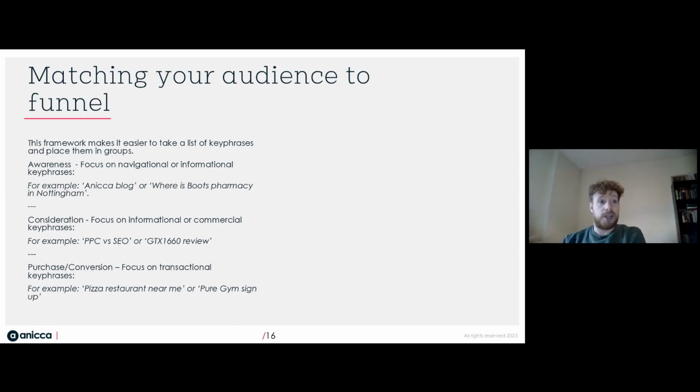We then have the consideration phase, which is that middle phase of the funnel. And there you look at the informational along with the commercial key phrases themselves. So we have, again, comparisons, PPC versus SEO. Which one should I use? You have reviews, which product is better. You have how to implement XYZ.